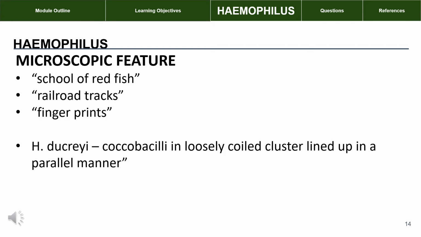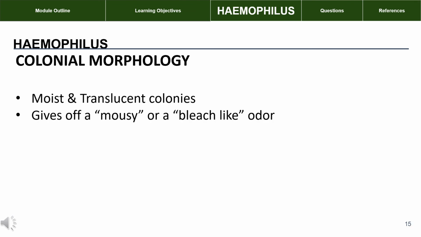For the microscopic features of Haemophilus, you can view them as a school of red fish, railroad tracks, or fingerprints. Take note again that Haemophilus ducreyi is a coccobacilli in loosely coiled clusters lined up in a parallel manner. So once you see coccobacilli in your gram stain and they are parallel to each other, this is Haemophilus ducreyi. For the colonial morphology, the colonies are moist and translucent, and give off a mousy or bleach-like odor.